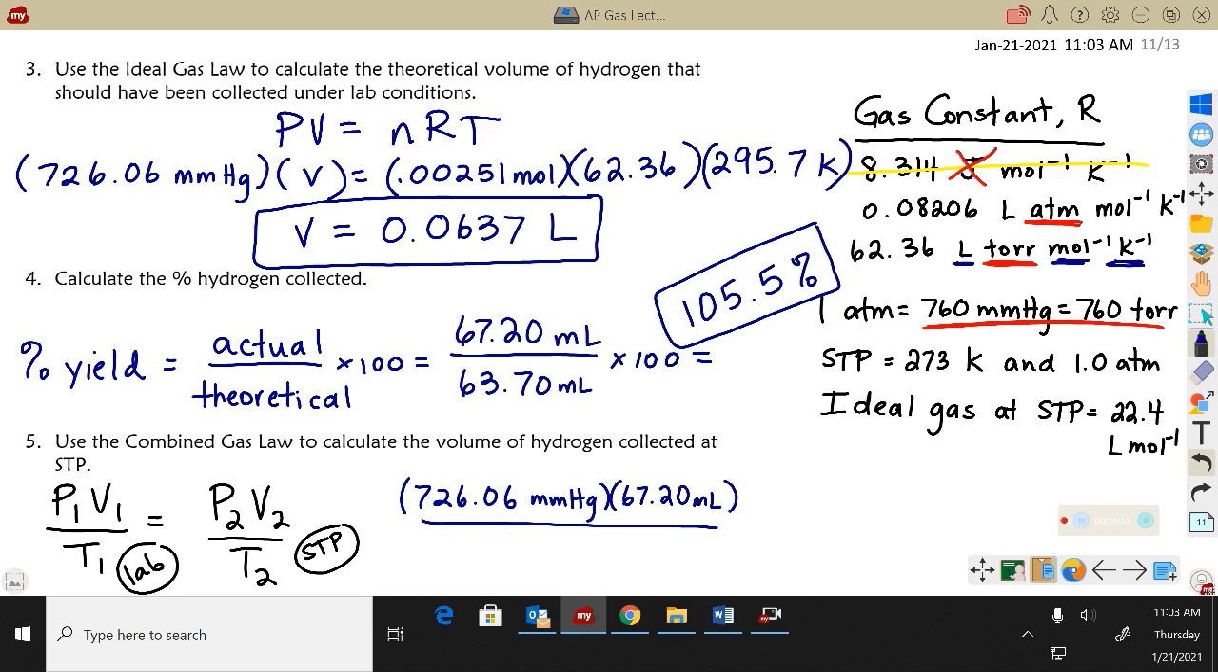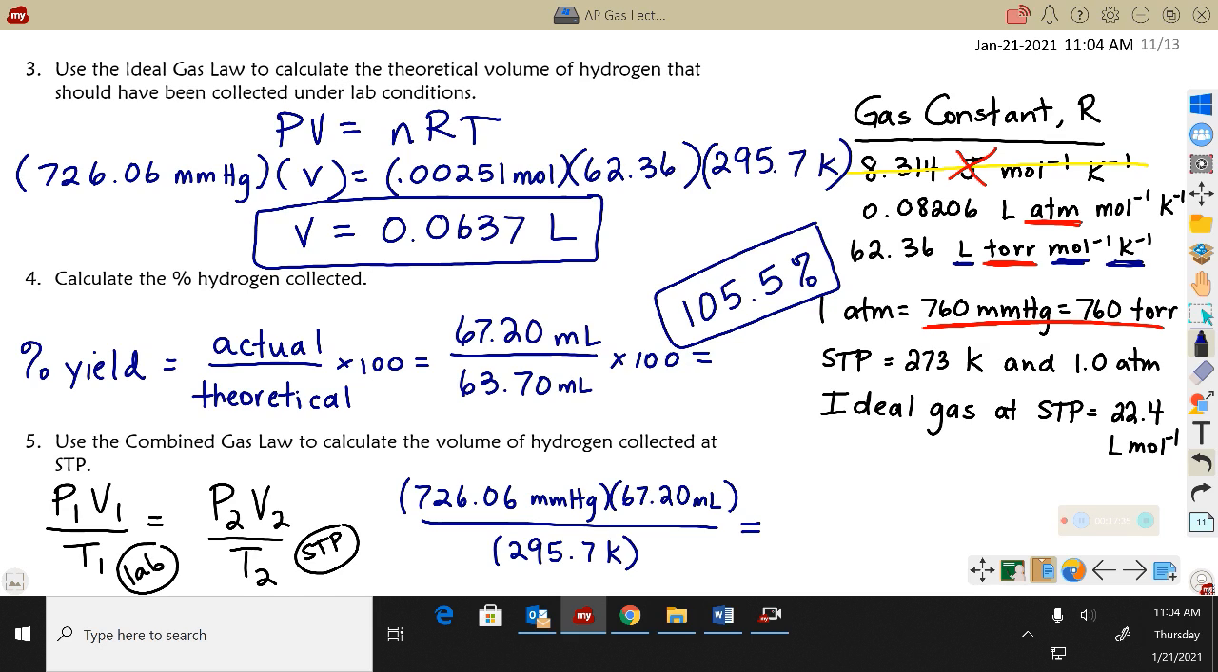And in the lab, the temperature was 295.7 Kelvin. For any gas calculation, we need temperature in Kelvin. And that just comes from experimentation that, for example, pressure and temperature, or volume and temperature, should be directly proportional. If I double the temperature, I double the volume, or I double the pressure if it's a rigid container. But that only holds true in the lab if you double the Kelvin temperature.